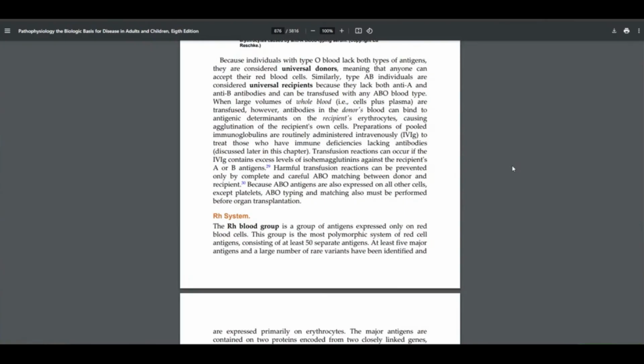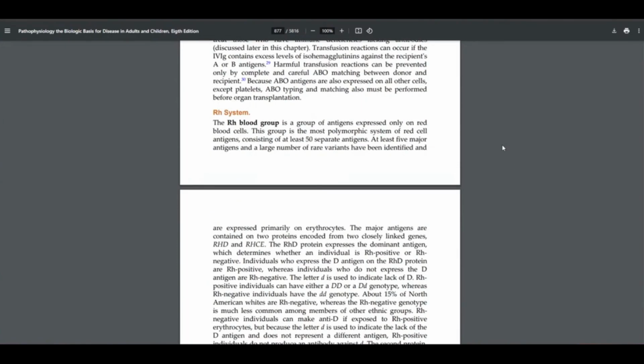Harmful transfusion reactions can be prevented only by complete and careful ABO matching between donor and recipient, because ABO antigens are also expressed on all other cells except platelets. ABO typing and matching also must be performed before organ transplantation.